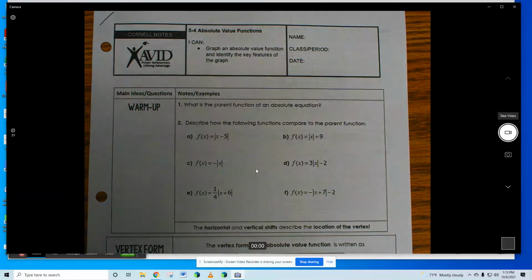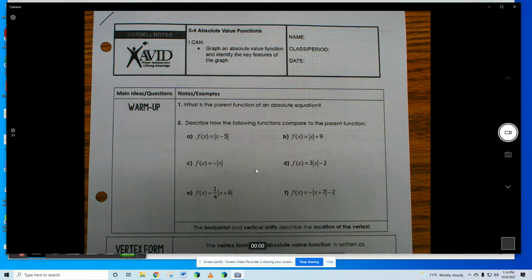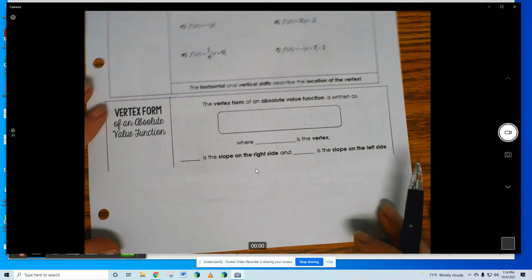Okay. We are talking about absolute value functions. The absolute value graph is the V-shaped graph. And today we're going to shift this V-shaped graph left and right or up and down. I'm going to talk to you about making it skinny or fat, wide. And all of these things are called transformations.